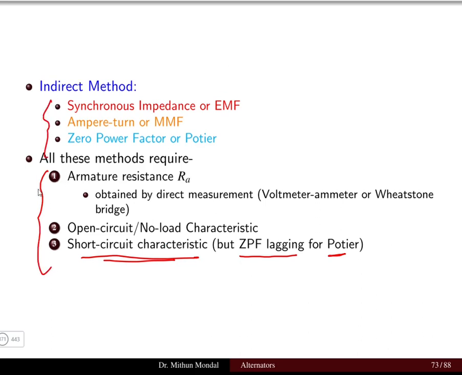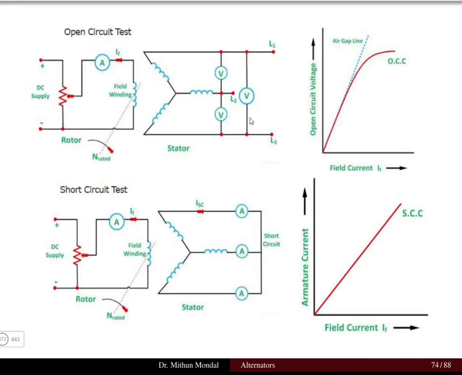So this testing, that is the armature resistance testing, open circuit or the no load characteristic, and the short circuit characteristic, would be required to find the synchronous impedance, Ampere-Turn, and the zero power factor method of calculating the voltage regulation. The open circuit test and the short circuit test on the alternator is very simple.